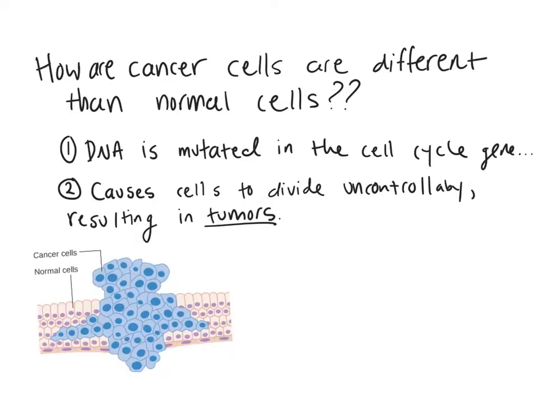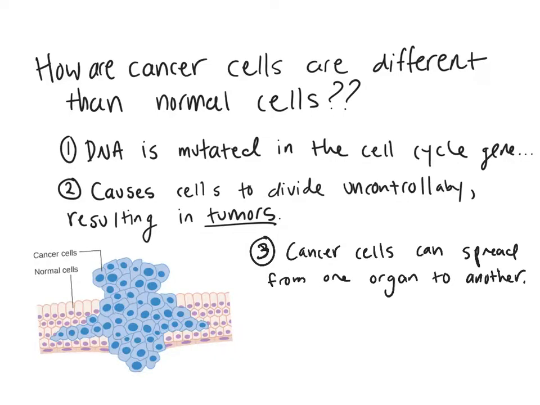So besides forming a giant tumor, cancer can also do one other thing normal cells can't, and that is that cancer can actually spread from one location to another and keep dividing. Normal cells can't do that. A kidney cell stays in the kidney and it doesn't divide anywhere else. Cancer cells can go from organ to organ. This causes issues because the more regions of the body the cancer is in, the harder it is to get rid of.